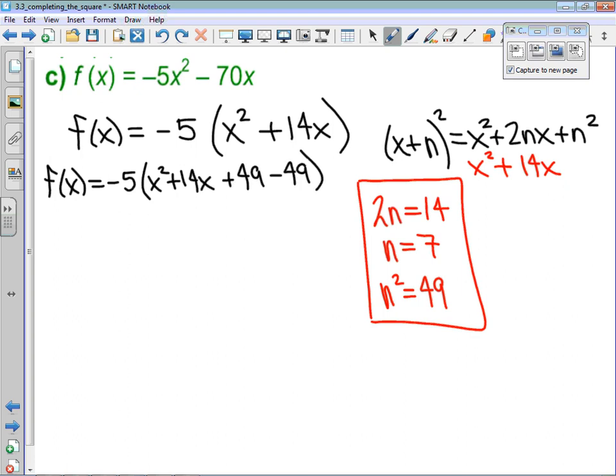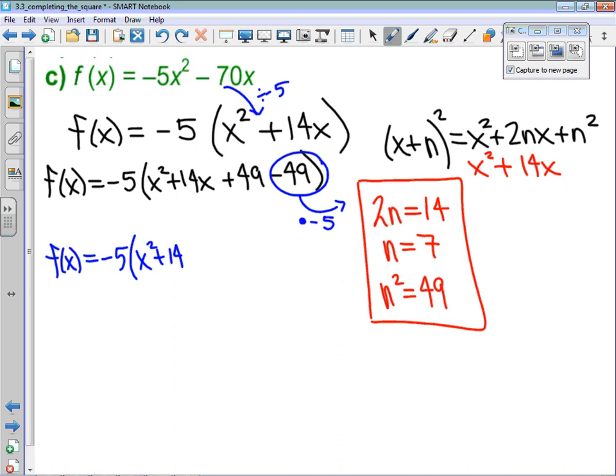I'm only changing the appearance. Well, similar to example B, that -49 inside the bracket is kind of ruining our perfect square trinomial. Well, to get numbers into the bracket, I divided by -5. So to get this number out of the bracket, I need to multiply by -5. What that leaves me with is that f of x will be -5 times x squared plus 14x plus 49 minus, I guess that's going to be plus, right? -49 times -5 is positive 245.